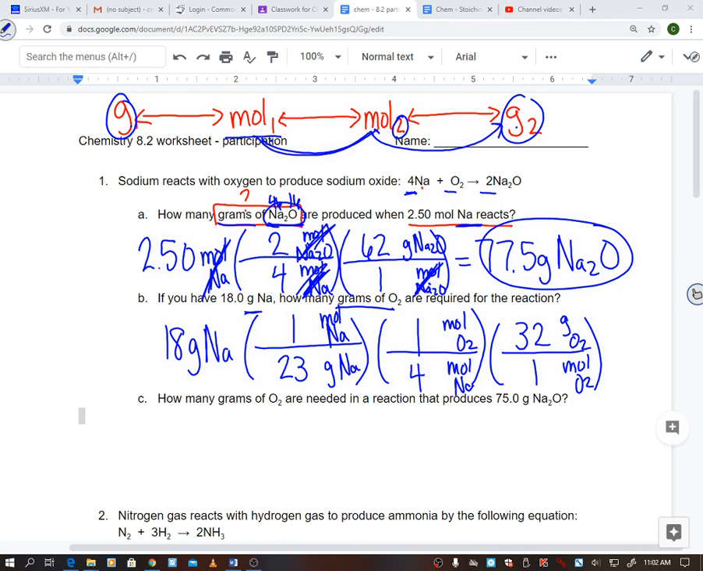All right, so now everything's filled out. I'm going to take 18 divided by 23, divided by 4, multiplied by 32, and I get 6.26 grams, I believe, of oxygen.